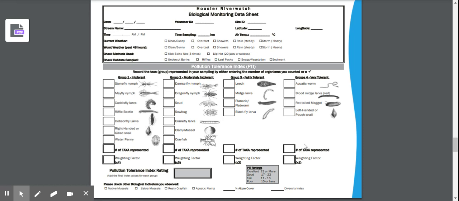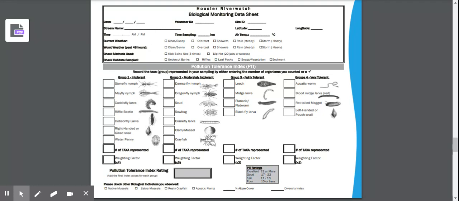We saw 0 of these and we got 1 of these. And very tolerant of pollution, who cares? They're going to exist anywhere. So you just give them a weighing factor of 1. So we got 1. So then you had 8 plus 6 plus 1 is 15, which gave us a quality of fair for the water.